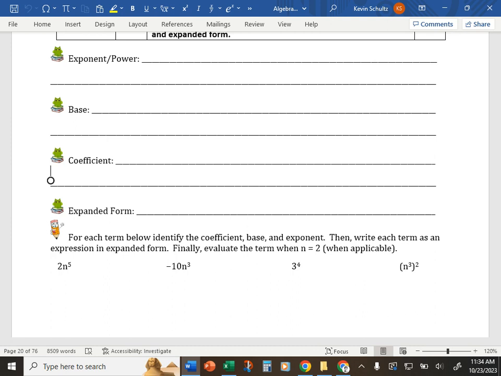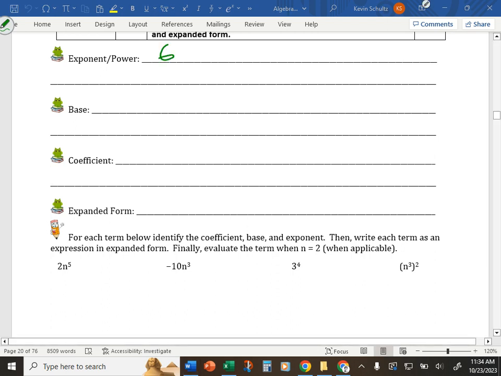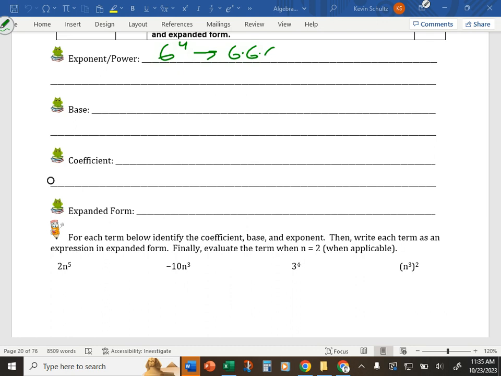So if you had something like 6 to the 4th power, that doesn't mean 6 times 4, does it? No. What does it mean, though? 6 times 6, 4 times. 6 times 6 times 6 times 6. Four 6s all being multiplied together.